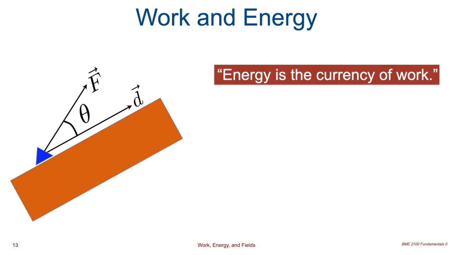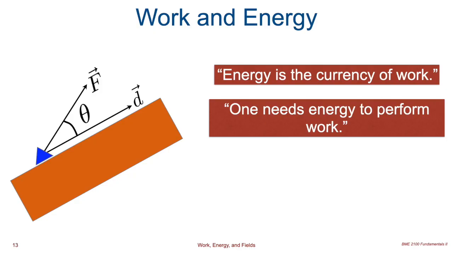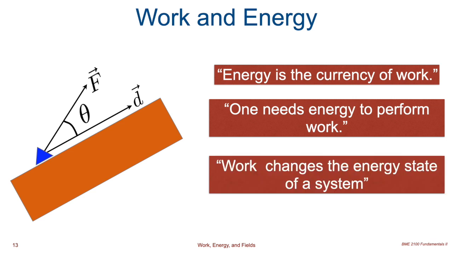So energy is that currency that allows us to do work, or that allows work to be done on us, and all these sorts of things. We need energy to perform work. That's another way to think about it. We need energy in the form of food in order to perform work that we do as physical exercise. That's another way of thinking about it. And then finally, work changes the energy state of a system.